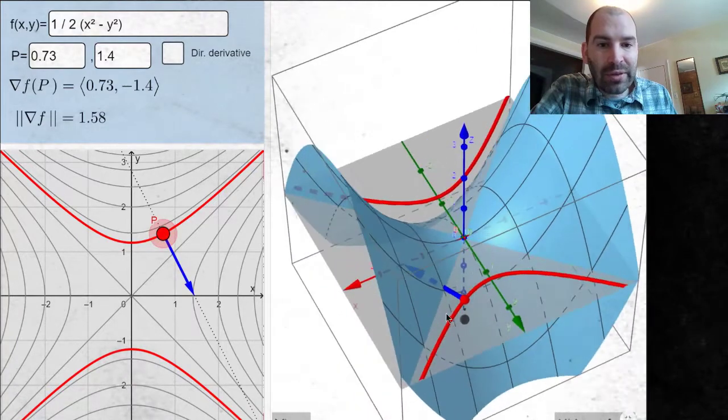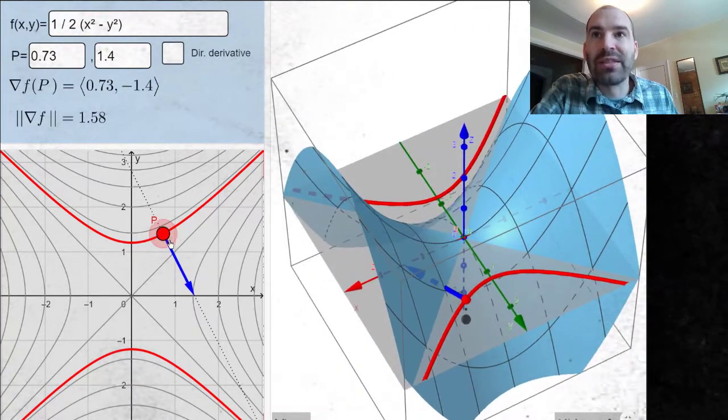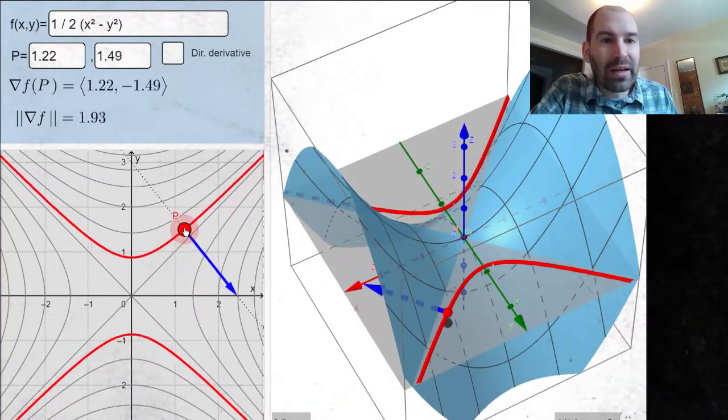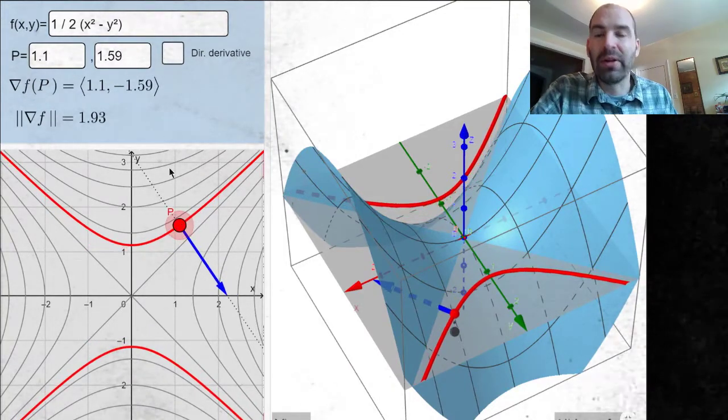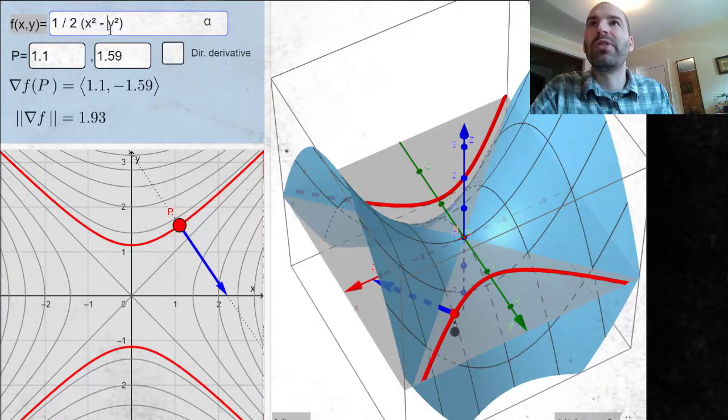So that's what that gradient vector represents. It's a vector that is perpendicular to the level curves. It also points in the steepest direction uphill. Let's plug in some other functions and see what this looks like.